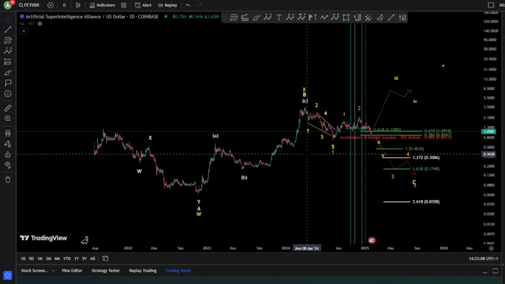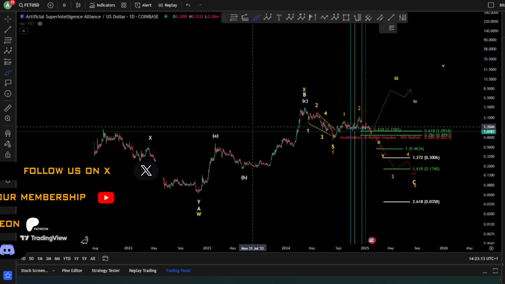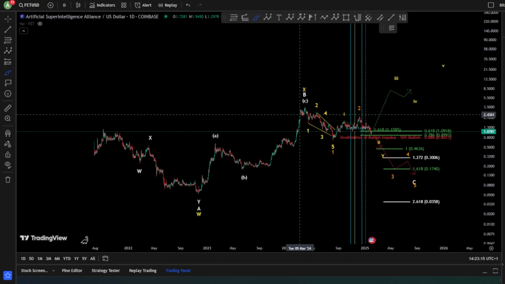Hello everyone, welcome to a new video for FET price prediction based on Elliott wave analysis. Starting on the daily chart, we're looking at several scenarios between bullish and bearish.